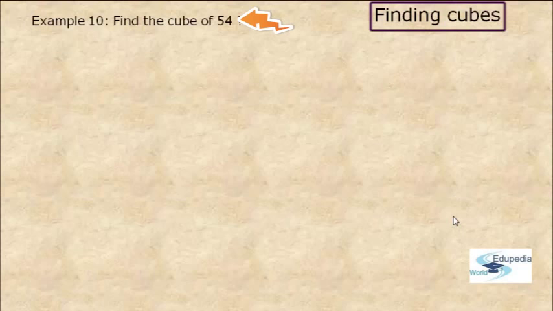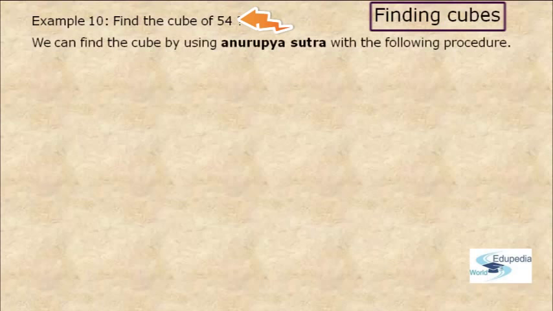This is Varun Ganga. Guys, in the last session we have been seeing many examples regarding how to find the cube of a given two-digit number by using Anurupiana Sutra. With regard to the same concept, here in this session we are going to have a look at one more example. The example that I am going to take in this session is find the cube of 54. So guys, in order to find the cube of 54, we use Anurupiana Sutra in the following way.